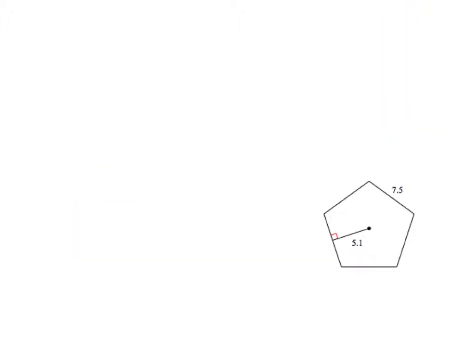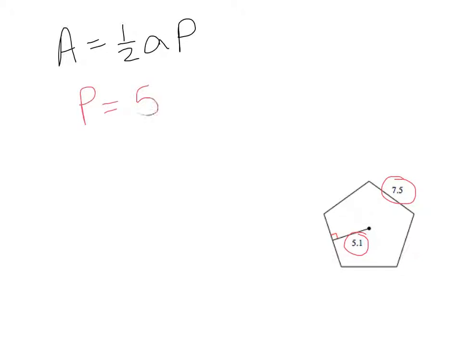So here we have another regular polygon. In this case, it is a pentagon because it has 5 sides. Again, let's look at what we have. We know the apothem and we know one side length. If we're going to apply the formula, area equals 1/2 apothem times perimeter, we basically have everything we need. Again, let's find the perimeter. There are 5 sides on a pentagon, and each side is 7.5 units long. So when we multiply these out, we get a perimeter of 37.5.